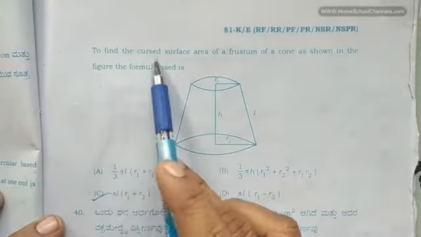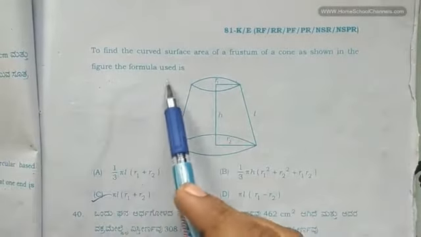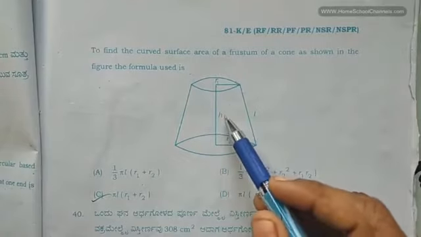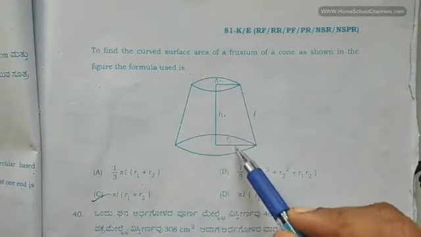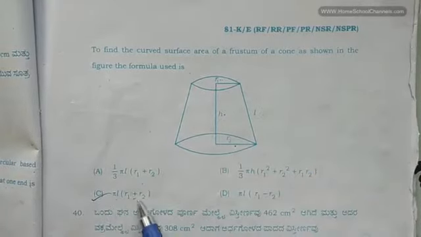39th one, to find the CSA of a frustum of a cone as shown in the figure, the formula used is, frustum of a cone, height h, radii r1 and r2, slant height l. We know CSA of a frustum of a cone is pi l into r1 plus r2. That is, your option C is the right answer.